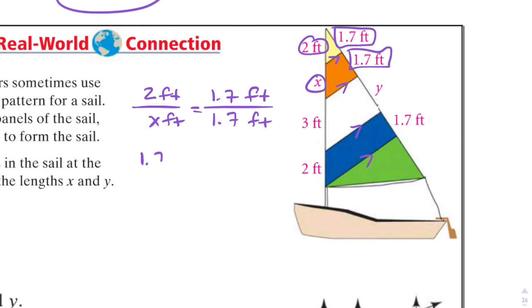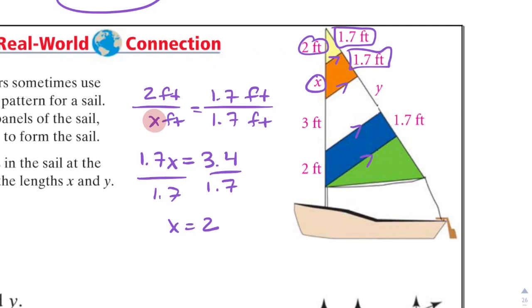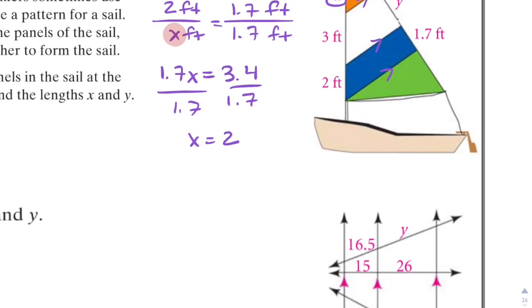You'll get 1.7x equals 3.4 and divide, and you get, voila, x equals 2. It's the only number here that would work. So x equals 2 feet.